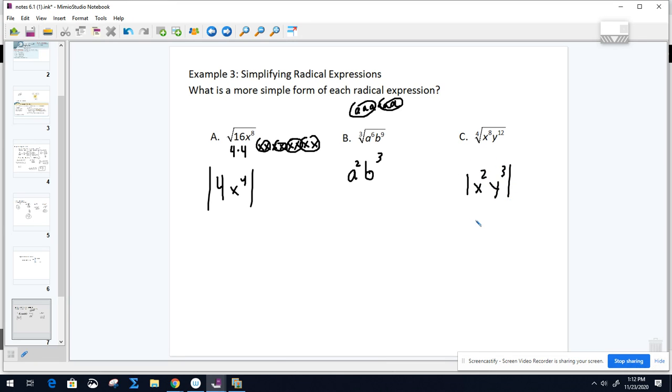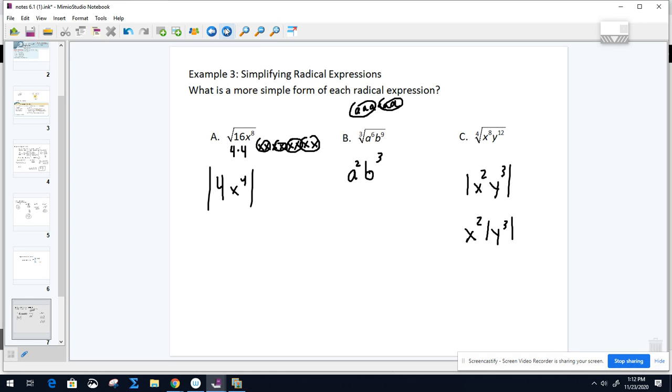And again, when I do this, I don't really need to put the even exponents in the absolute value because they're always going to be positive. But the odd exponents, I have to, because if it's negative, it will end up being a negative value. And I'm not allowed to have a negative under here. So you might also see it written like this, x squared y to the 3rd power. If the exponent is odd, then it has to go in the absolute value.